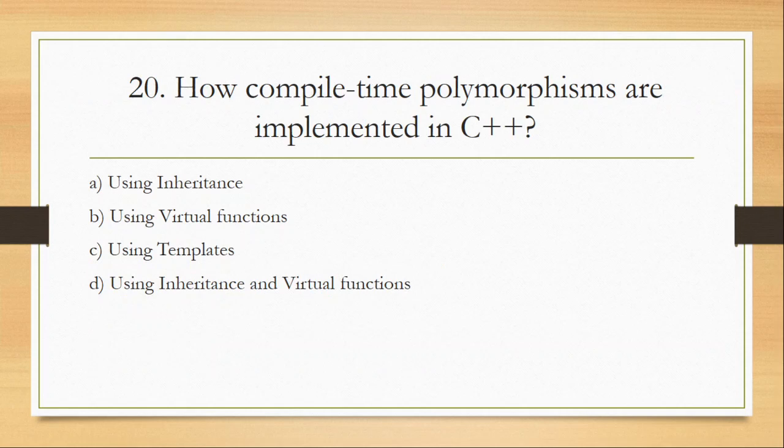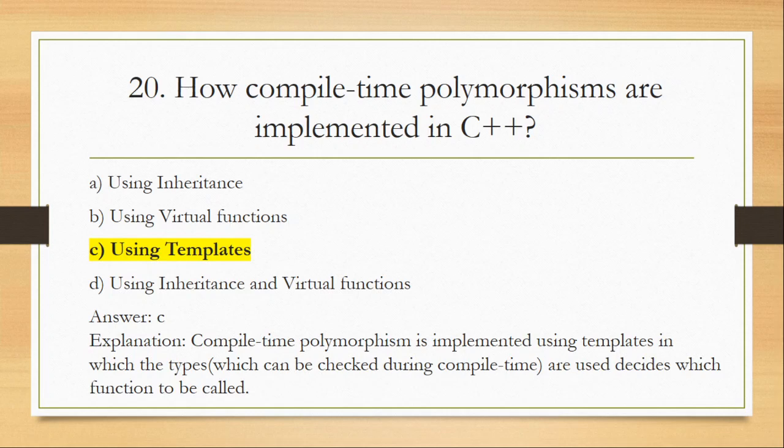How is compile time polymorphism implemented in C++? Using templates. Compile time polymorphism is implemented using templates, in which the types, which can be checked during compile time, are used to decide which function is to be called. So compile time polymorphism is implemented using templates.